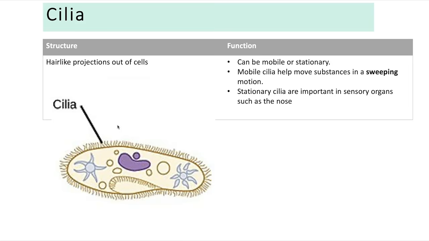Cilia, again, aren't on all cells, but some cells do have cilia, and these are hair-like projections coming out of the cell. Now, these cilia can be mobile or stationary. Mobile cilia help move substances in a sweeping motion. So the cells lining your trachea, which is part of your breathing system connecting to your lungs, have mobile cilia to sweep and move mucus up and out of the trachea, so it's to prevent lung infection basically. Stationary cilia are important in sensory organs as well, so for example in the nose.